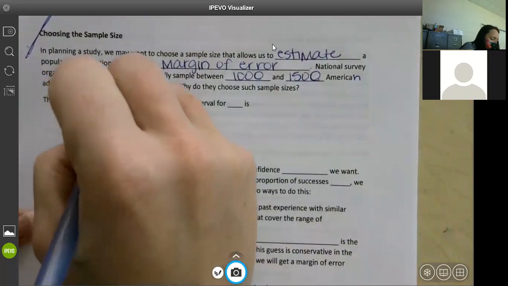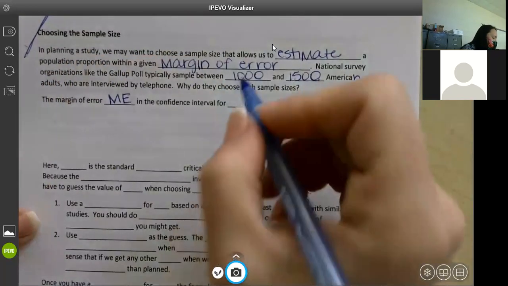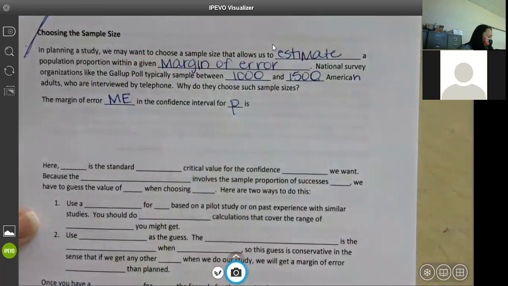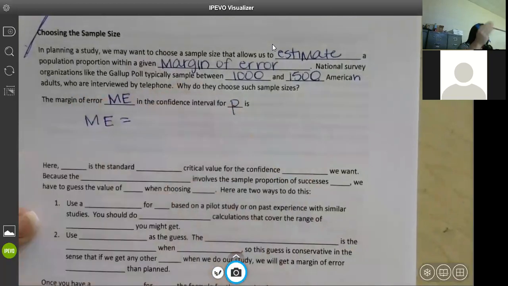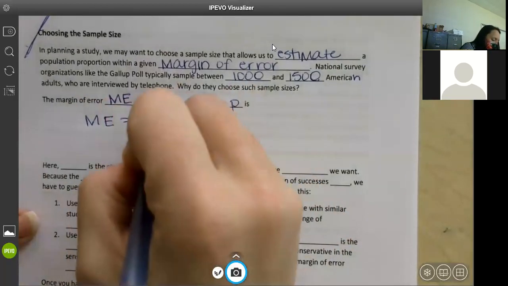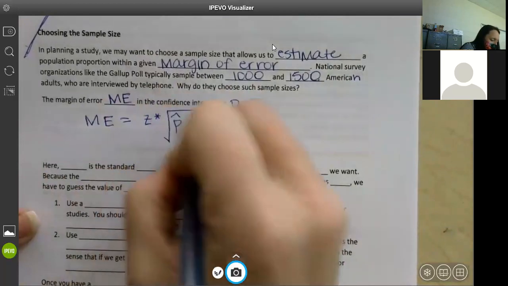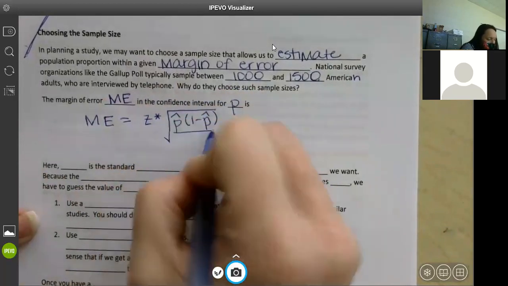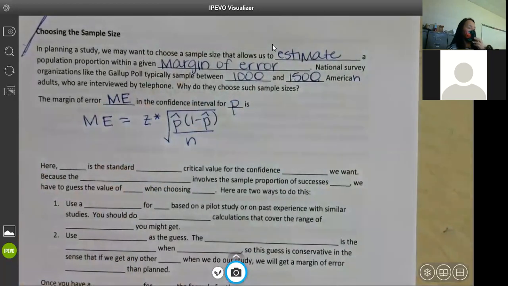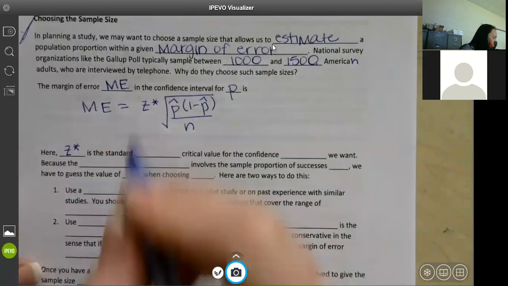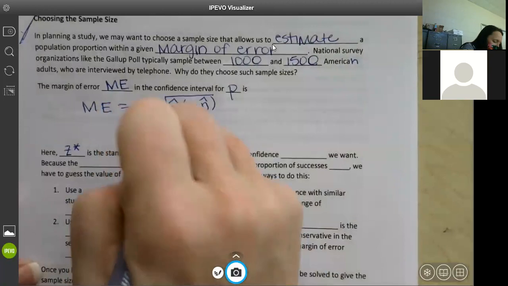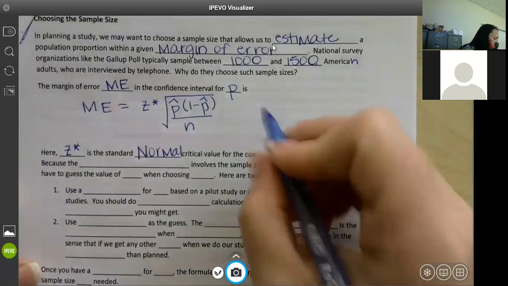The margin of error, or the ME, in the confidence interval for P is? We already know this. It's the back part of that formula after the plus or minus. So Z star times the square root of the sample proportion times 1 minus the sample proportion, over N. So we already know that that part is the margin of error. We've already done that. So here, Z star is the standard normal critical value. We already knew that again, for the confidence level.